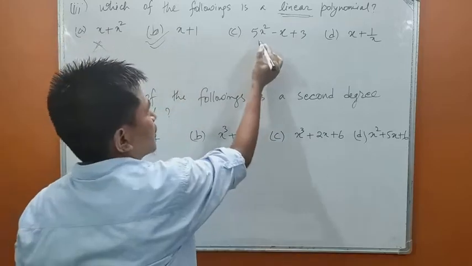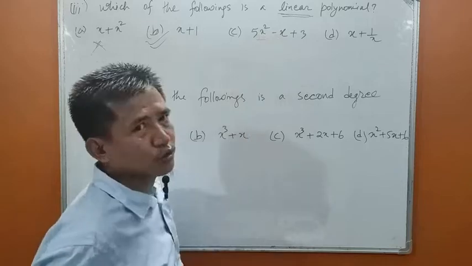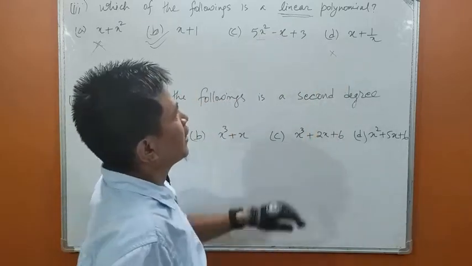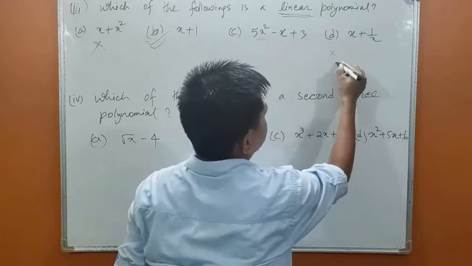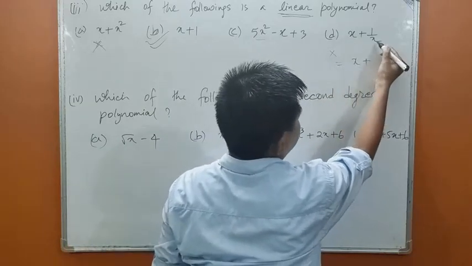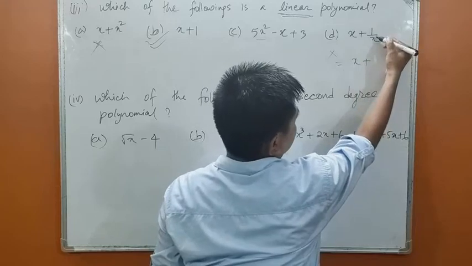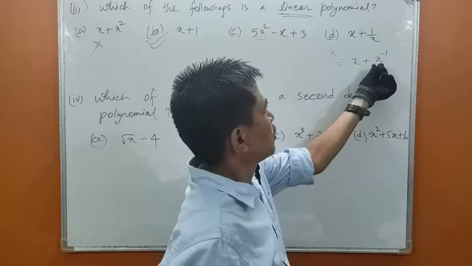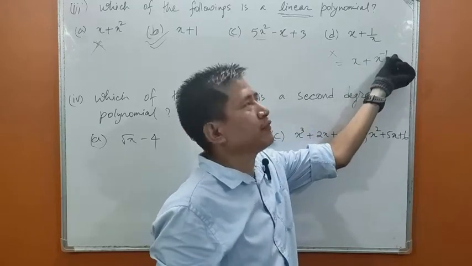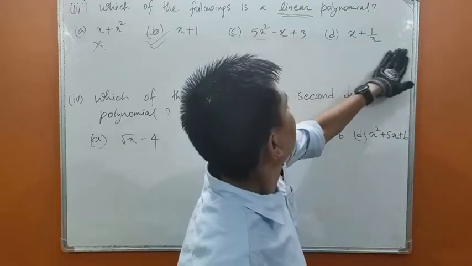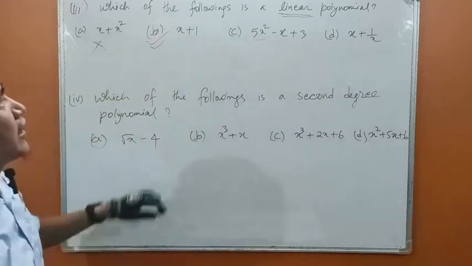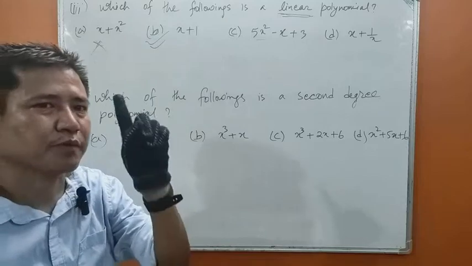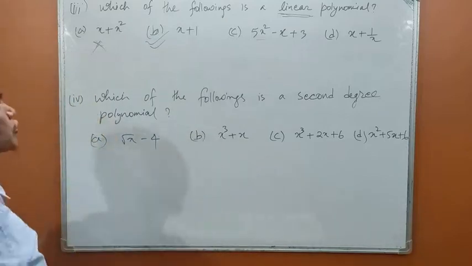This is not the option because the highest power of x is 2, so this is a second degree polynomial. This is not even a polynomial, because if we rewrite this and take this x to the numerator, the sign of the power plus 1 changes to minus 1, so the power of the variable is negative, so this cannot become a polynomial. So the correct option is B. Linear polynomial means the variable having the highest power 1. Let's go for question number 4.